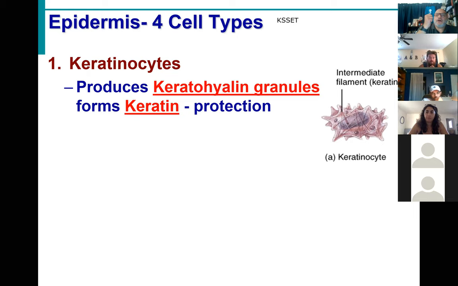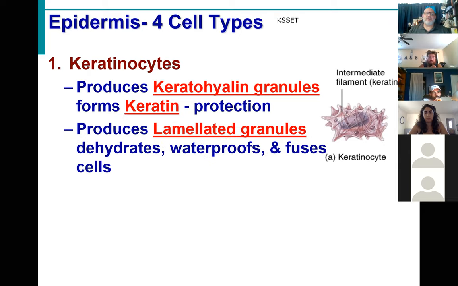Now, notice I've said hard, notice I've said protective, but they also play an important role in that waterproof barrier. The reason they're able to produce a waterproof barrier is they actually produce a second type of granule called a lamellated granule. And these lamellated granules basically wax and fuse the keratinocytes together, helping to hold them together, forming a protective layer, that protective barrier that helps to stop the water loss or water gain.